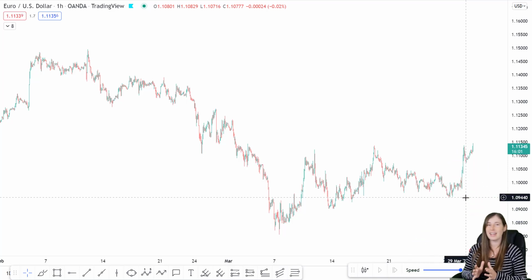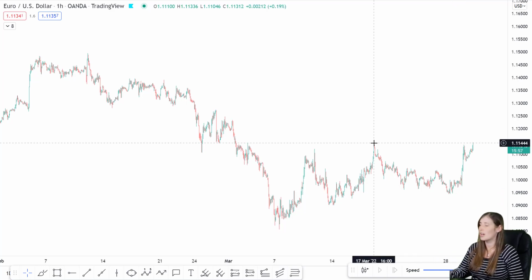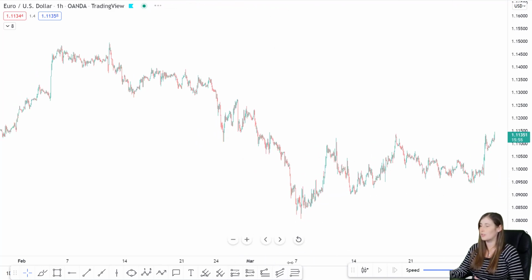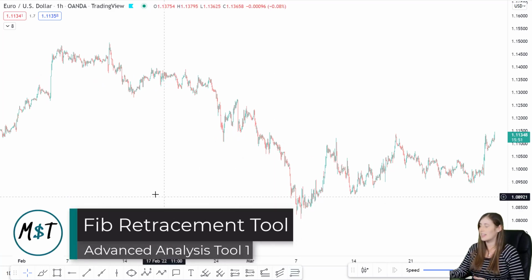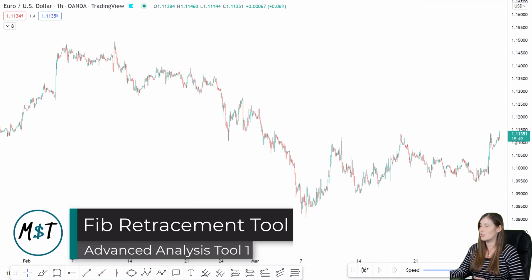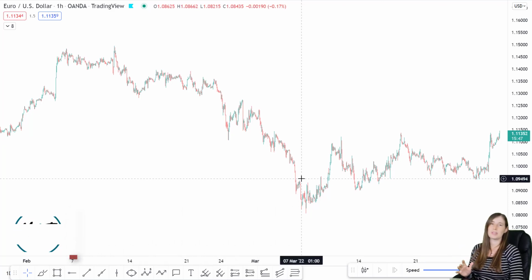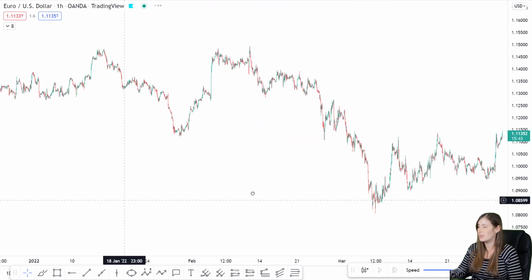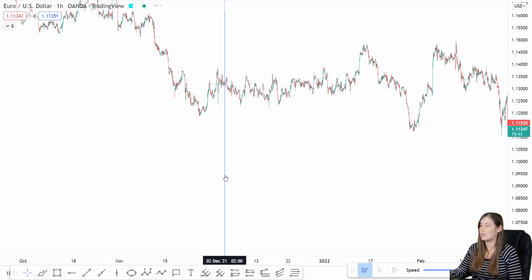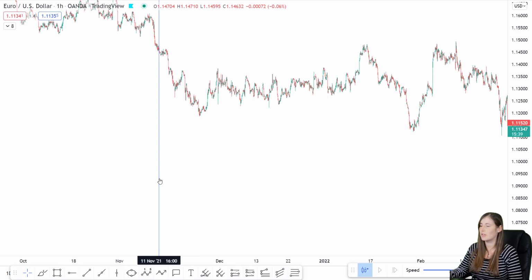So now that's out of the way, let's jump onto the chart here and have a quick look at these tools. I'm going to start with the first tool, and that is the fib retracement tool. Now this is a really useful tool. Quite a lot of traders do tend to use this, and it's very useful particularly in a trending market. So what I'm going to do is go back in time and find somewhere where this tool might come in.